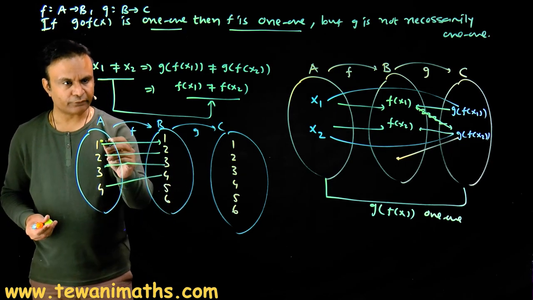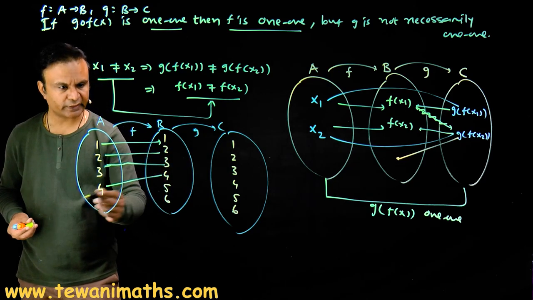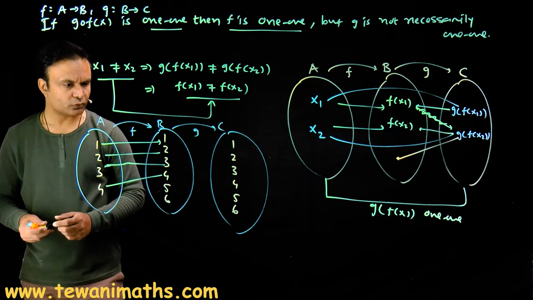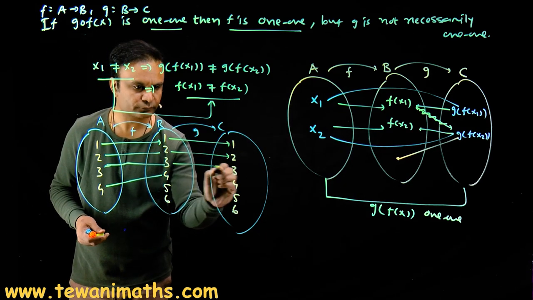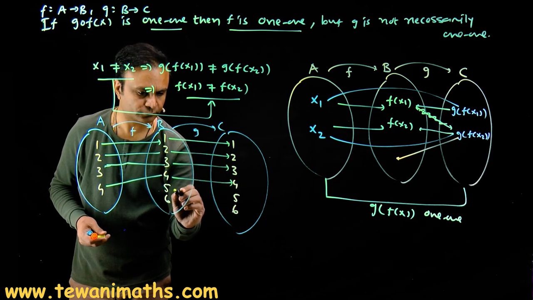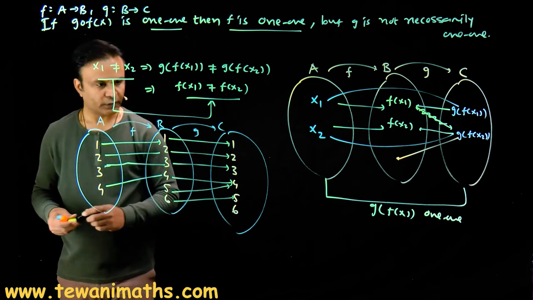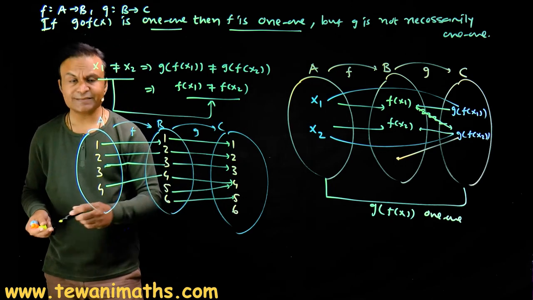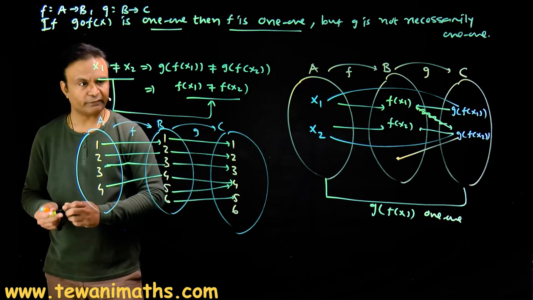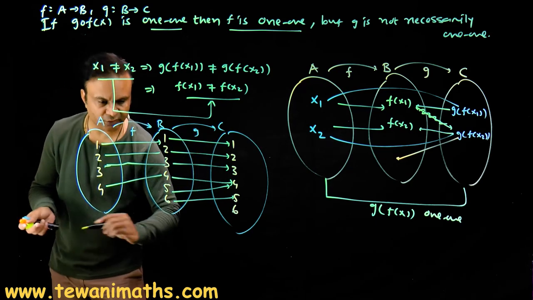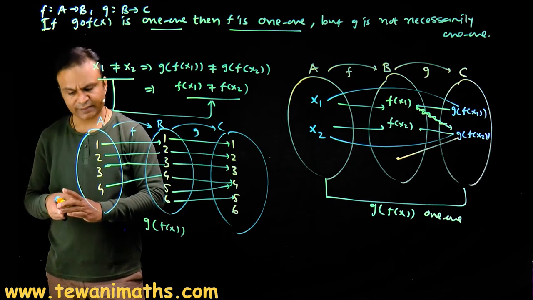Correspondence, okay, f of 1 is equal to 1, f of 2 is equal to 2, f of 3 is equal to 3, and f of 4 is equal to 4. And here consider this correspondence. Okay, here we can see that function f is 1-1, and g function is many-1. But if you consider function g of f(x), this function is 1-1.